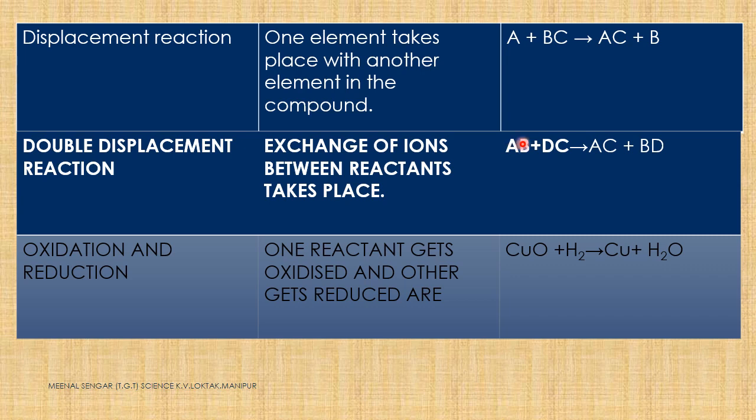In this, both the opponents, that is A and D, are comparatively powerful than each other. What is an oxidation and reduction reaction? One reactant gets oxidized, that means one reactant combines with the oxygen which is present in either of the elements, and the other gets reduced. This is known as oxidation reduction. In this, copper oxide is here and hydrogen is there, one gets reduced and the other gets oxidized. Oxidation and reduction reaction is also known as a redox reaction.